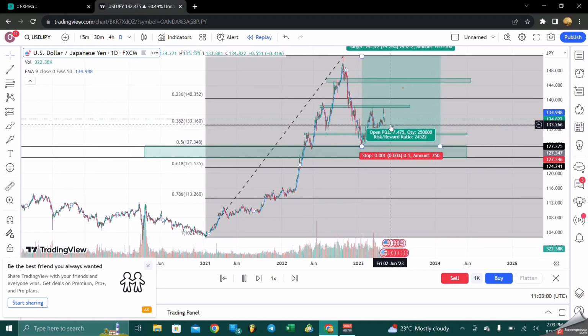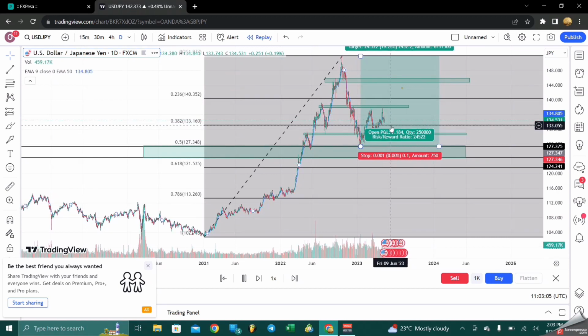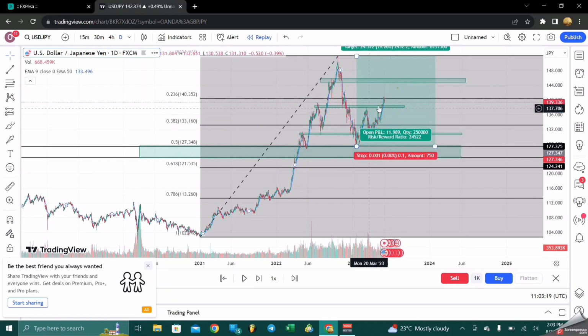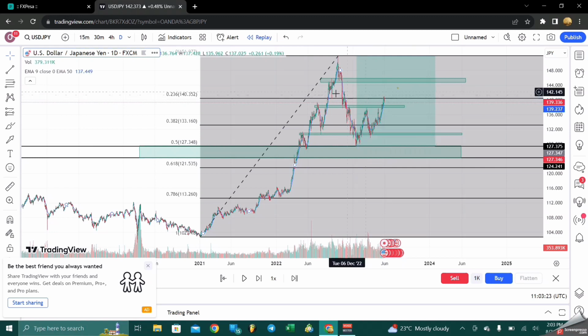This becomes the new support. Okay, so prices are bouncing off now a retracement zone. Okay, and our second take profit has been hit.